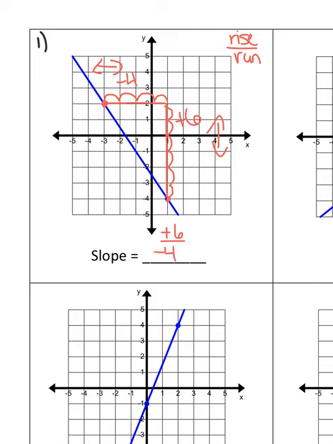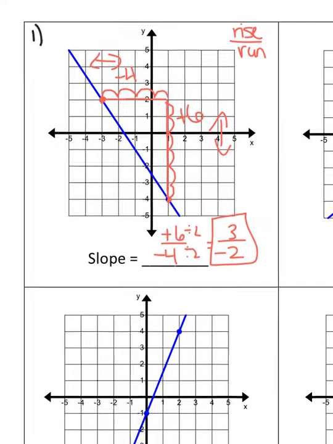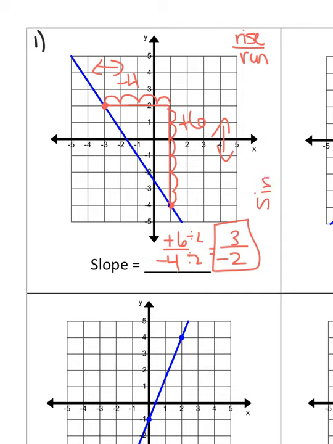And then our last thing we should always do with all slopes is to simplify this. So we can divide out a 2, so this equals 3 over -2. Here is my slope. So simplify as much as you can. I'll make a note here: simplify. Always, all year we've been simplifying fractions.